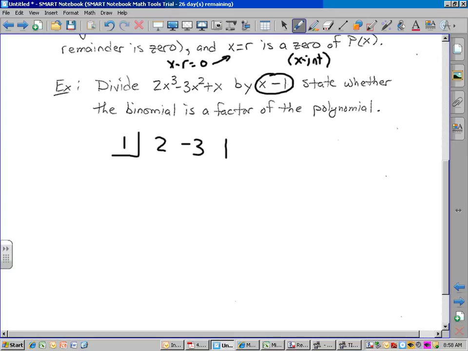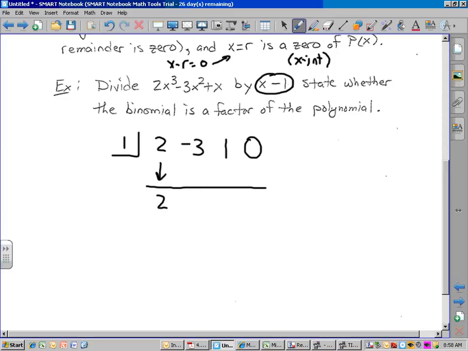Well, we don't have a number on the end of it. There's usually a number added or subtracted to it. We have to put a placeholder for that number. So we put a 0 on the end. Again, if a term is missing, we must use a placeholder. So you must put a 0 on the end. We can now complete this synthetic division.